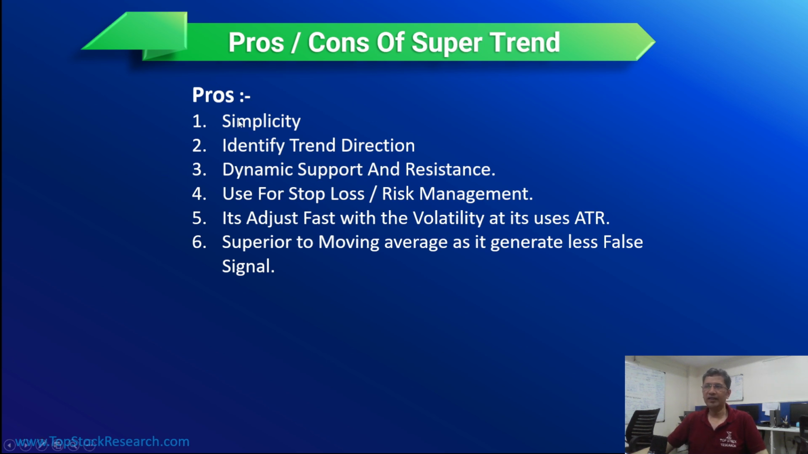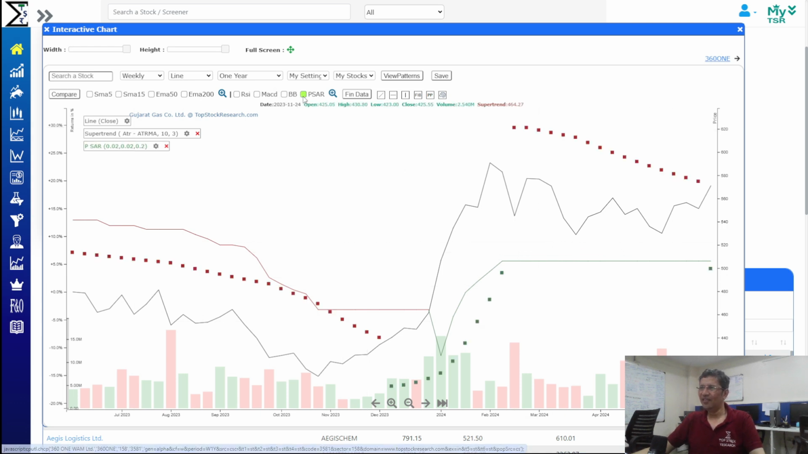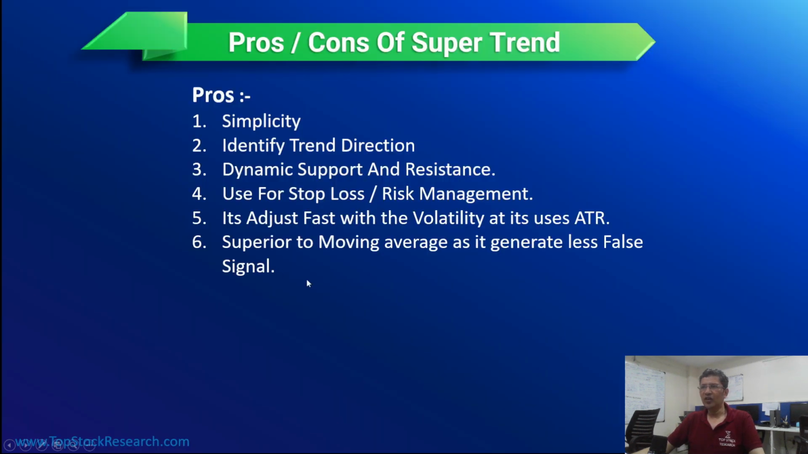And the last one which has come out is simplicity. Price crossing above is very easy to visualize compared to a lot of other patterns. This generally gives a much more flattish line. If you see parabolic SAR, it appears a little more complex. If you see Bollinger Band, it looks a lot more complex. This one looks a lot cleaner, right? So hence simplicity, point number one out here.